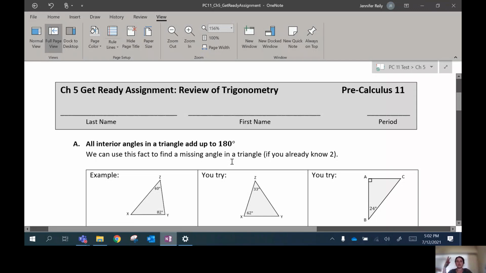Video is totally optional. If you would rather just try the assignment and look at the answer key and check your work on your own instead, you can totally do that. You can also feel free to skip ahead to the parts of this video that you need help with, or you can watch it all the way through and do the assignment with me. Totally up to you, but you definitely need to do this Get Ready assignment.